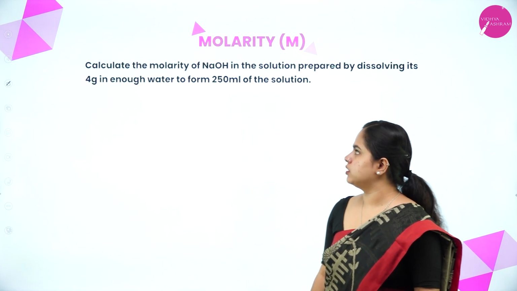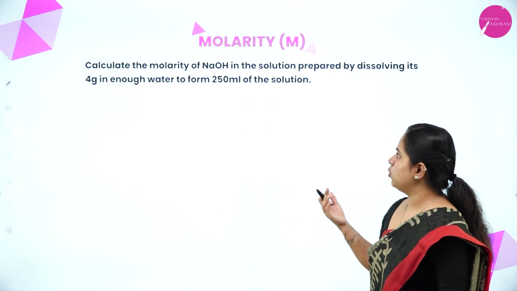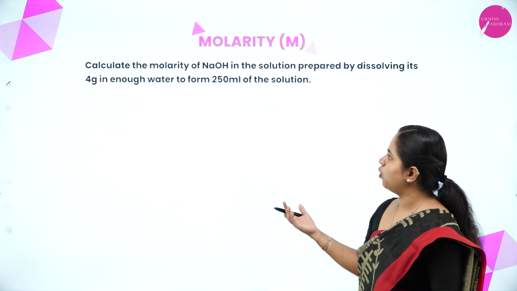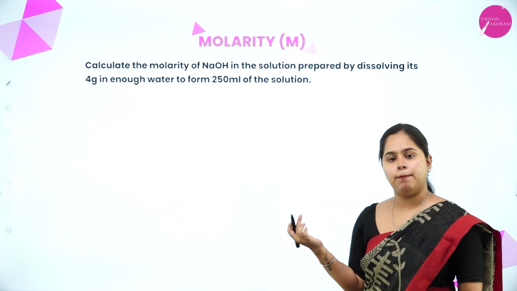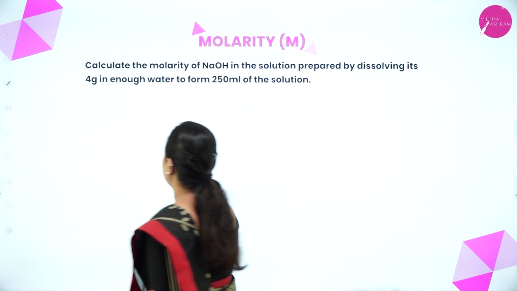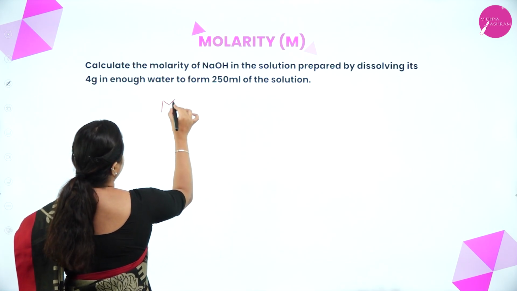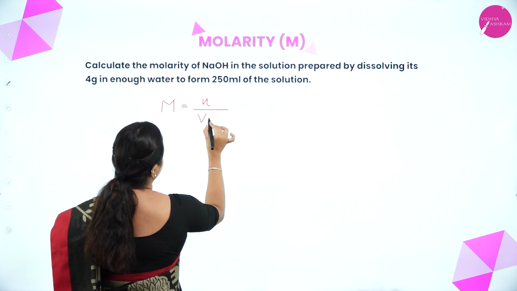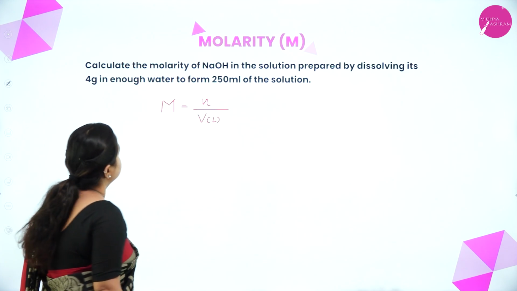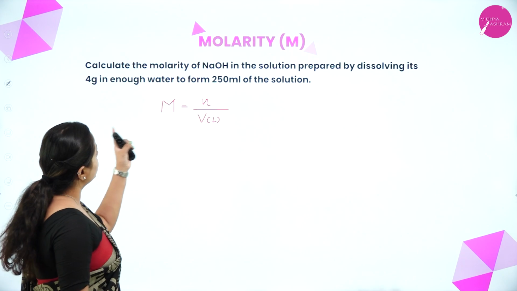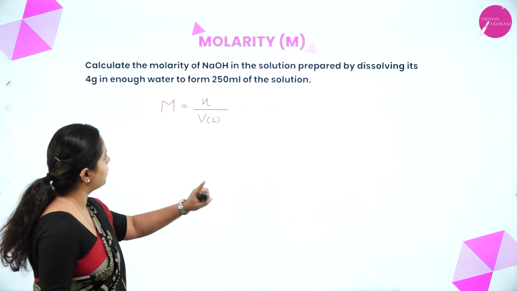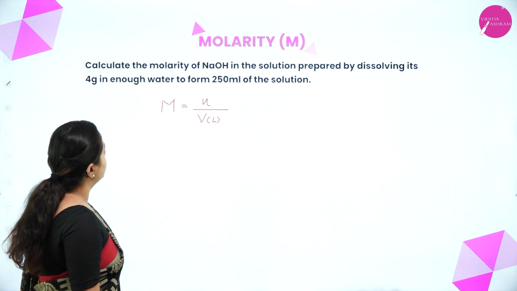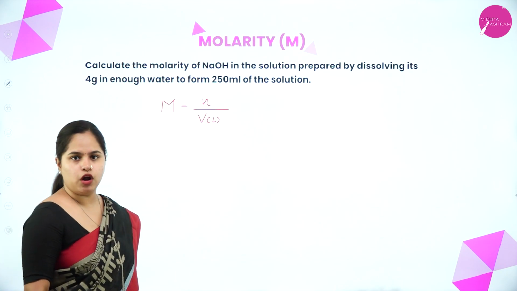Now let's do a question on this. Calculate the molarity of NaOH in the solution prepared by dissolving its 4 gram in enough water to form 250 ml of the solution. So what is the equation that we know? Molarity is equal to number of moles by volume of solution in liters, right? So what is given here? 4 gram in enough water to form 250 ml of your solution.